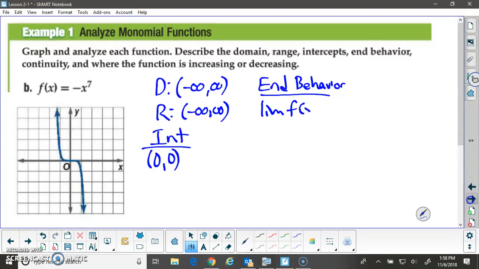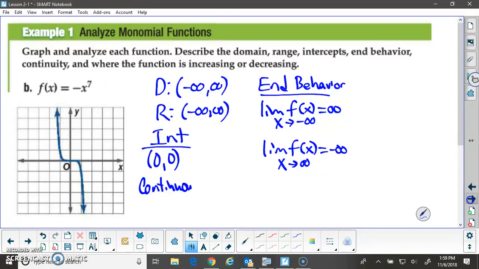You can see here that the left side is going up, and then you can see that the right side is going down. So there's your end behavior. This is a continuous function, and this function is increasing nowhere. As you go left to right, this function is always decreasing, so it's decreasing entirely on its domain.